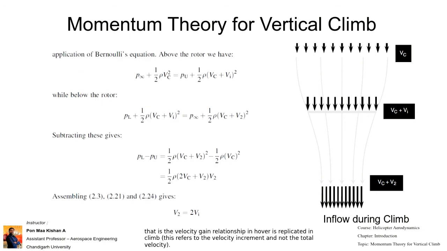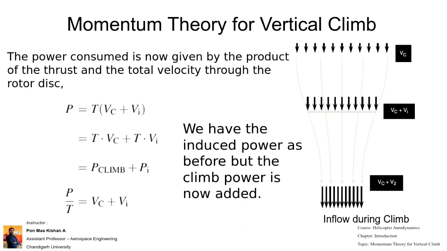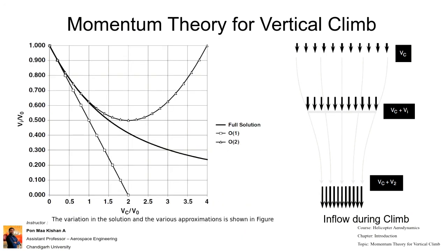So based on this equation only, the graphical representation is taken into consideration. Vi by V naught is equal to 1 minus Vc by V naught, so that factor Vi by V naught and Vc by V naught is taken into consideration. First order full solution is given, then first order equation and second order equation. When we calculate the second order solution, the ratio is dropping and it is like a parabolic equation.